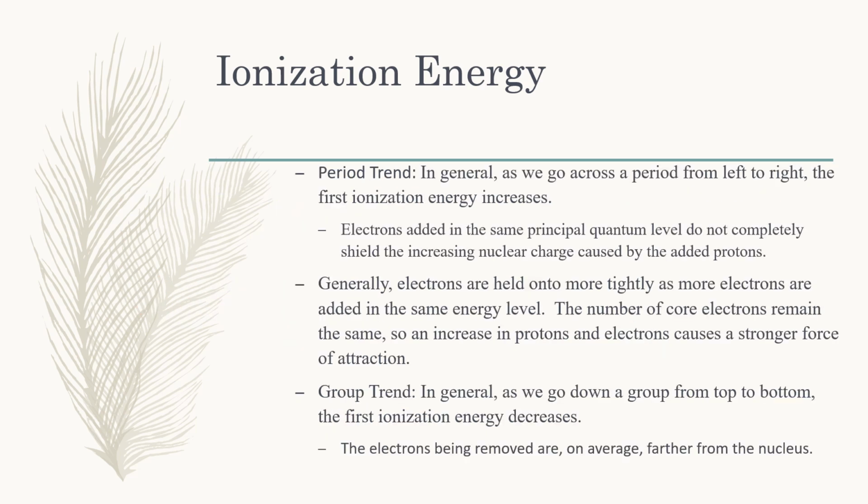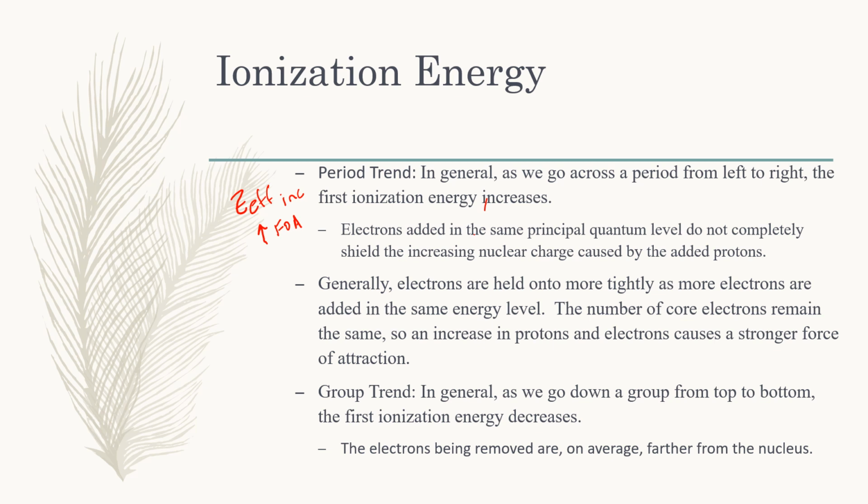So for the period trend, in general, as we go across a period from left to right, the first ionization energy will increase. Please remember this is the Z effective concept that we were discussing. As we add more electrons into that same energy level, they're getting the same amount of shielding from the core electrons, but we're also adding protons into the nucleus. So the Z effective is going to increase as we go across, and that is going to increase the force of attraction that's occurring between the nucleus and the outer shell.